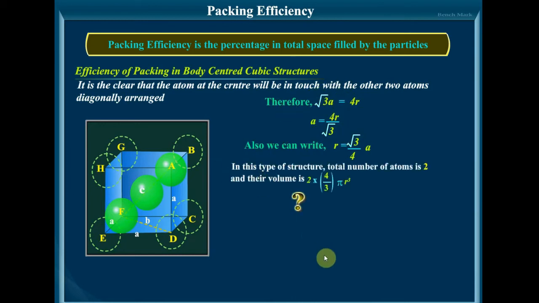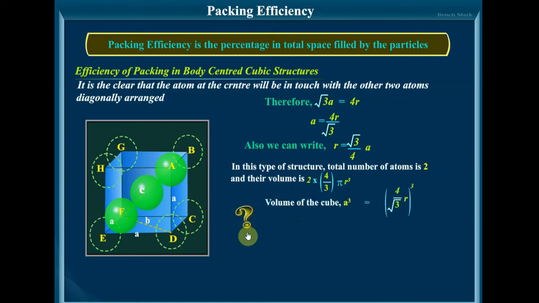In this type of structure, the total number of atoms per unit cell in the body-centered BCC type is 2. And for one sphere, the volume is 4 by 3 pi r cube. So the total volume of the spheres would be 2 into 4 by 3 pi r cube. The volume of the cube is a cube. a we have already calculated. It is 4r by root 3, the whole cube.